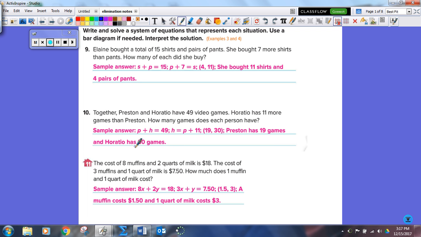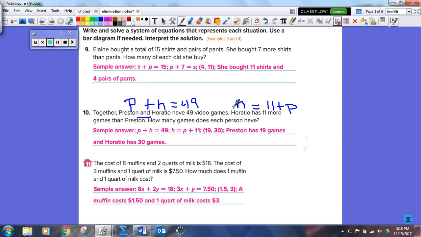So number 10 says Preston and Horatio have 49 video games. So that means if I take Preston's video games and add them to Horatio's, I get 49. And always means plus. That's where the first equation came from. It then says Horatio has 11 more than Preston. Has is another way of saying is. So this means Horatio equals 11 plus Preston.